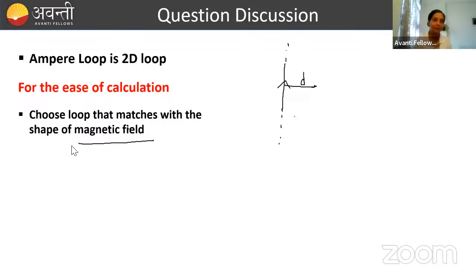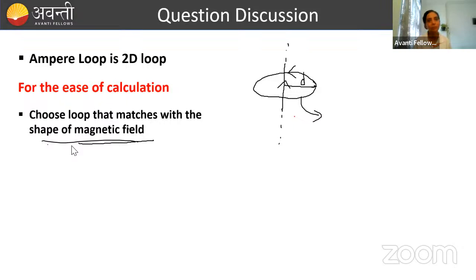So first try to see what is the shape of magnetic field. So if current is flowing in a straight wire, what will be the direction of magnetic field? How we will calculate it? So in the direction of current we will place thumb, we will curl our fingers, curling of fingers will give us the magnetic field. So here in this case magnetic field shape is what? Circular, है ना? So here I have said choose a loop that matches with the shape of magnetic field. So here Ampere loop कैसा लेना होगा मुझे? Circular. Done. So how we will select Ampere loop? By looking at the shape of magnetic field. If magnetic field is circular, Ampere loop will be circular.